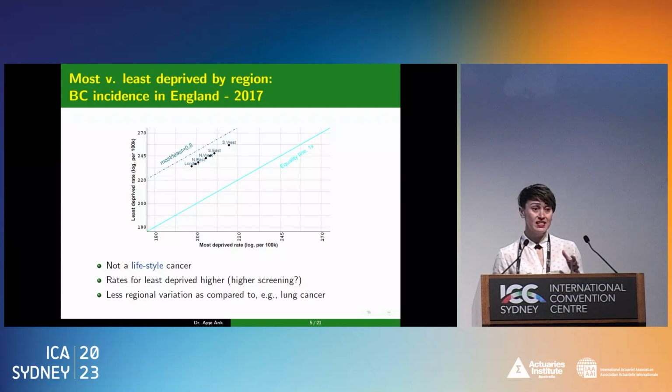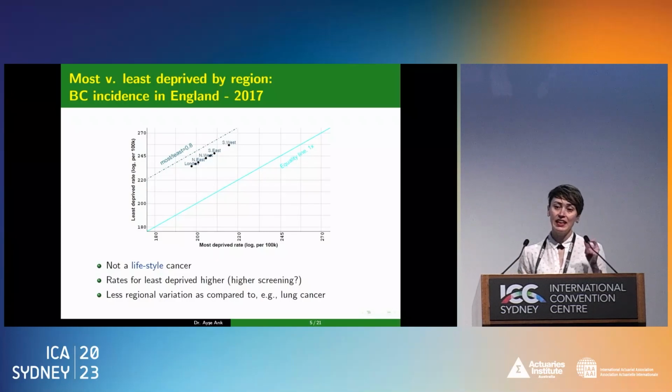However, I must note that these are less relevant as compared to a lifestyle cancer, which is, for instance, lung cancer. And also here it is relevant to mention the availability of national cancer screening, which is allowing early cancer detection, of course, and this accounts for the higher incidences in the least deprived deciles or in the south of England as well.